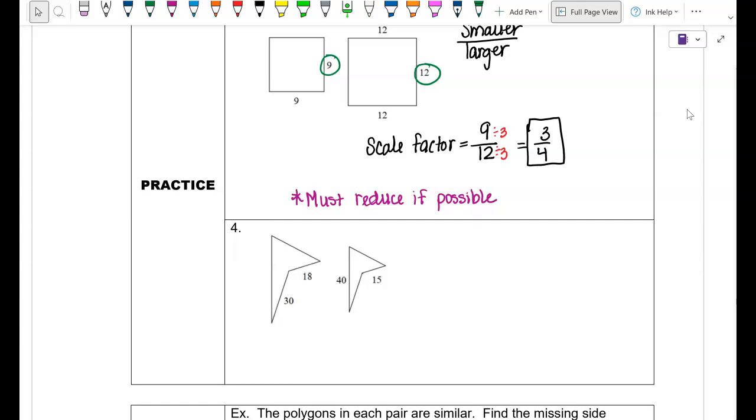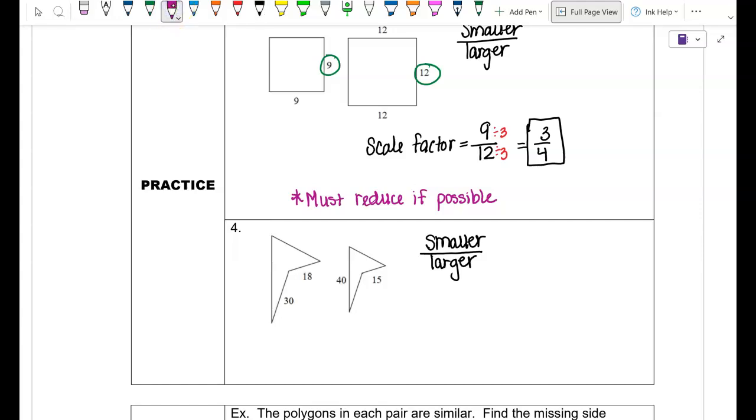So again, number 4, we're still doing smaller to larger. That was the order they asked for in the directions. So we're still doing smaller to larger. So again, I only have to match up one pair of sides. And actually in this diagram, there is only one pair of sides I can match up.